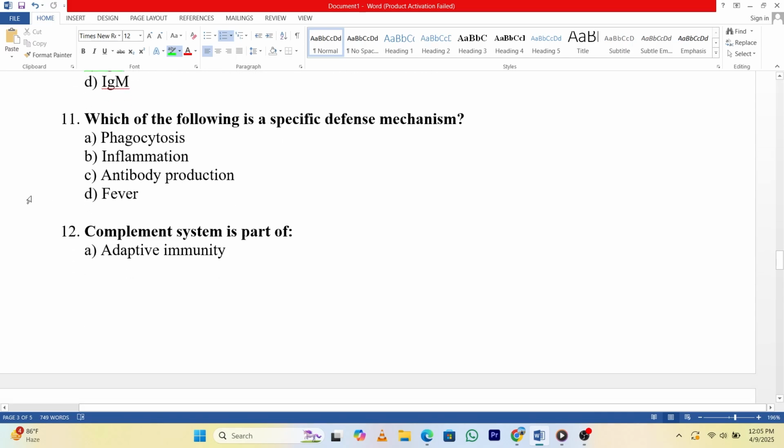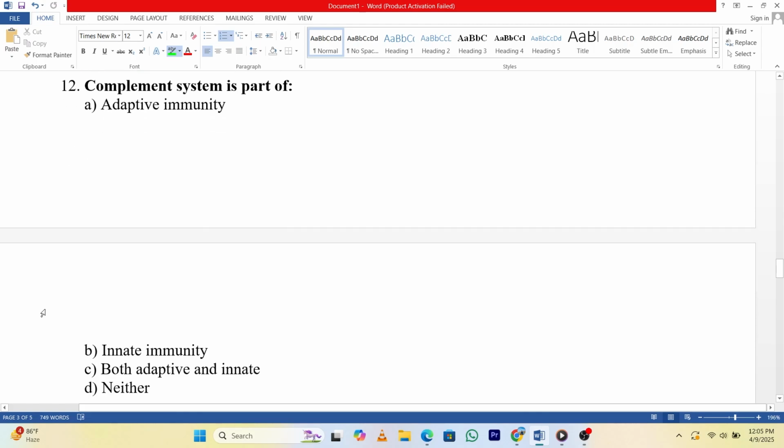11. Which of the following is a specific defense mechanism? A. Phagocytosis. B. Inflammation. C. Antibody production. D. Fever. Answer C. 12. Complement system is part of: A. Adaptive immunity. B. Innate immunity. C. Both adaptive and innate. D. Neither. Answer C.